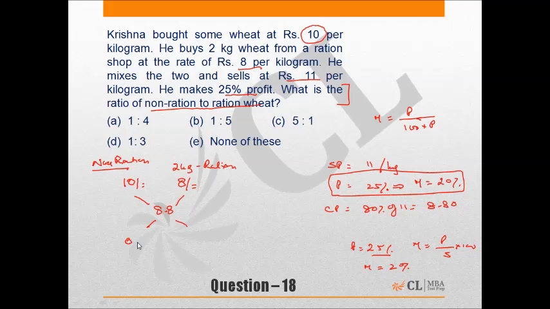This is 0.8 is to 1.2, or this is 8 is to 12, or which is nothing but 4 2s are 8, 4 3s are 12, so 2 is to 3. So the correct answer is choice E, none of these. Just to repeat, since we were required to find the ratio of quantities, we have taken alligation. Had the ratio of quantities been given, then we would have used weighted average. Let's move to the next question.